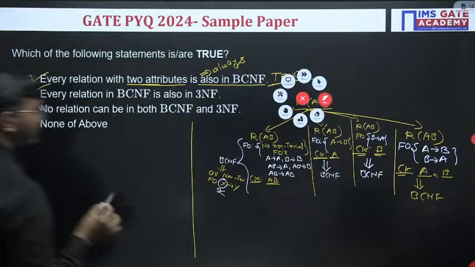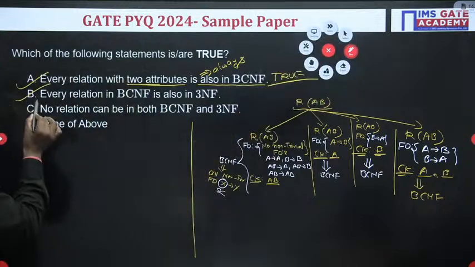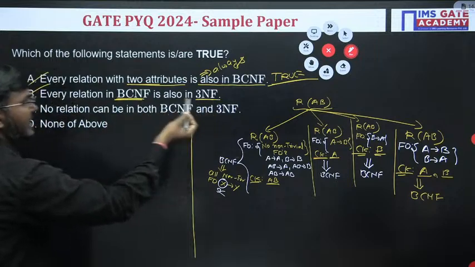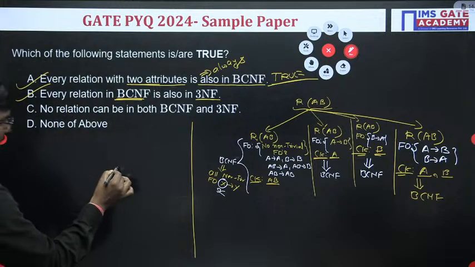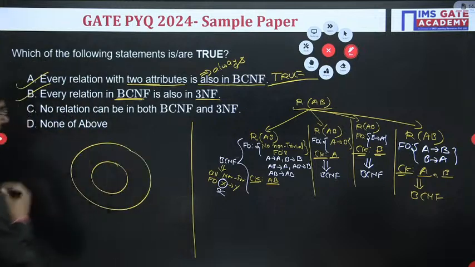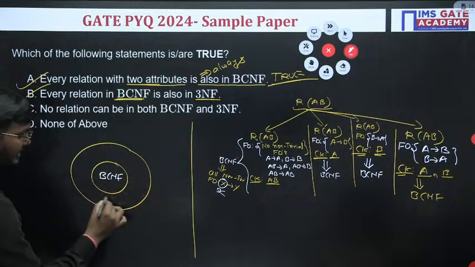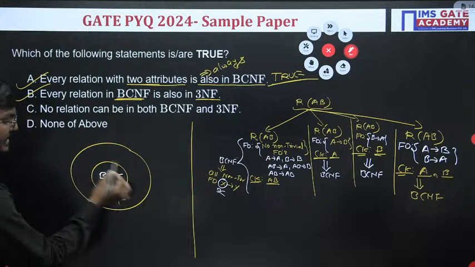Now the second option says every relation in BCNF is also in 3NF. This is based on expressive power. I can represent it through a Venn diagram: the inner circle represents BCNF and the outer circle is 3NF. Through this Venn diagram, I can say every relation which is in BCNF is also in 3NF.